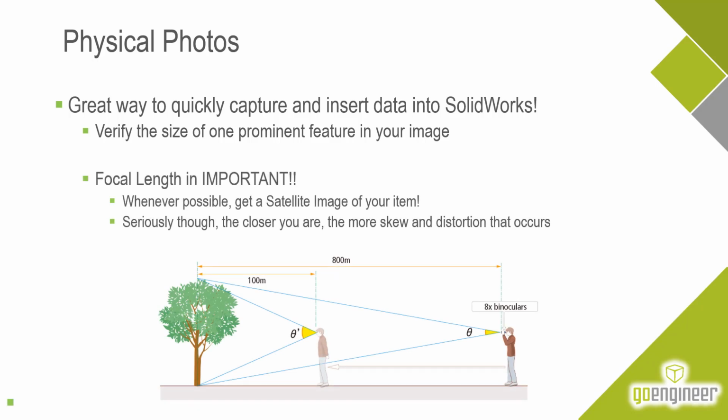Because what you have to be aware of first when you're using photos in SolidWorks is that focal length is very important. Got a little quip here: whenever possible, get a satellite image of your item, because the further back, the less distortion you're going to have with edges. If you're very close, like you see with this person that's 100 meters away, everything that they look at that's closer to them is very skewed and closer, but it's very distorted compared to what's behind. And if you're taking a photograph of a part and you're standing very close, then edges behind are very much distorted from the edges in front.